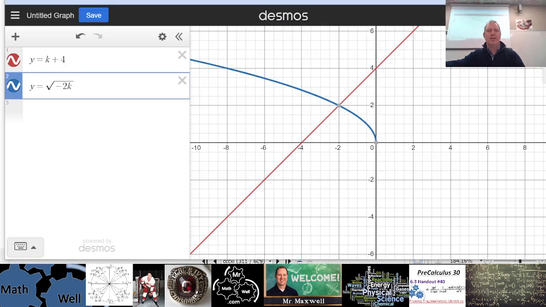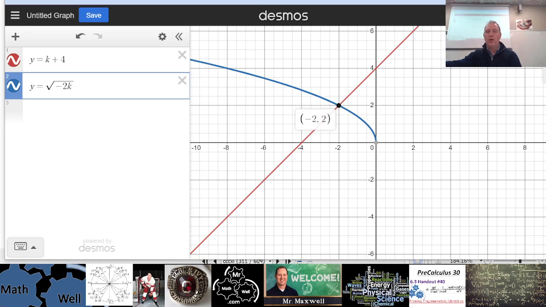And here it is, y equals k plus 4 would be the red one, it's just a straight line, and y equals the square root of negative 2k only exists when k is less than 0. And this intersection point, or the value for k that satisfies both equations at the same time, would be k equals negative 2 right here. So this x value would be the input value that makes both graphs equal the same thing. Or k plus 4 would equal root of negative 2k at k equals negative 2. That's what this tells us.